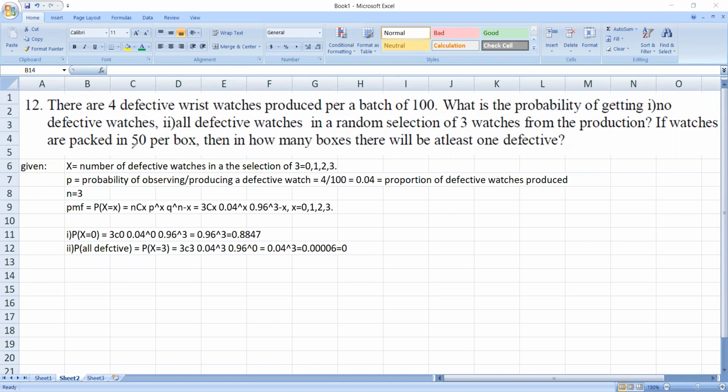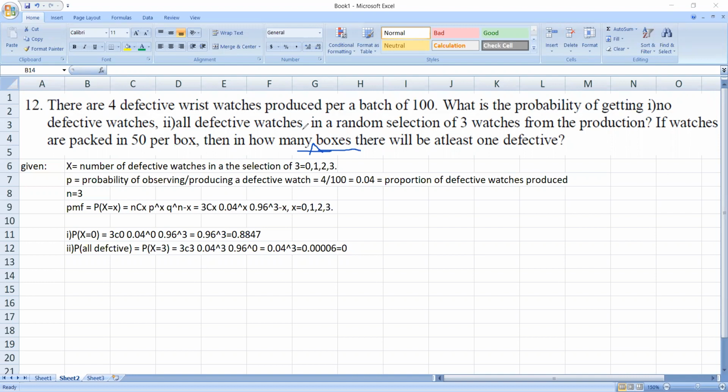If watches are packed in 50 per box, then in how many boxes of, take some say 100 such boxes. Then in how many of 100 such boxes. Okay, last part, how many of 100 such boxes there will be at least one defective.